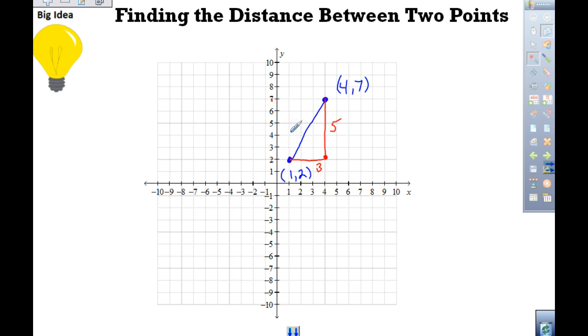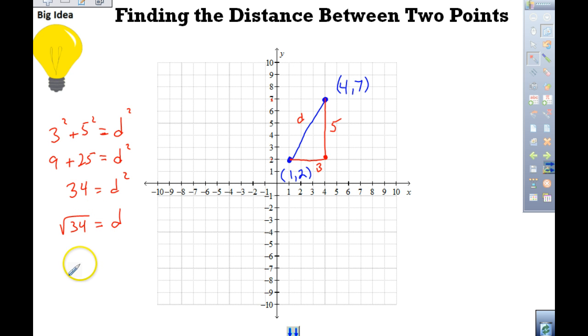To find the distance, we use that Pythagorean theorem. We said 3 squared plus 5 squared equals c squared. We're going to use d for distance instead of c. That's just 9 plus 25 equals d squared, which is 34. So the square root of 34 equals d, which is about 5.8.